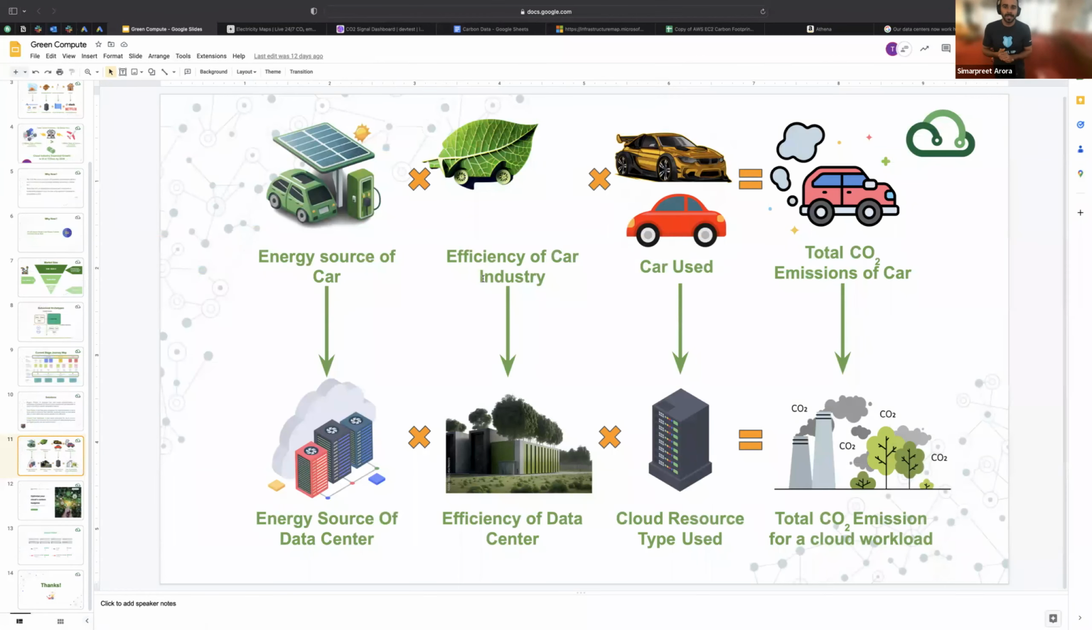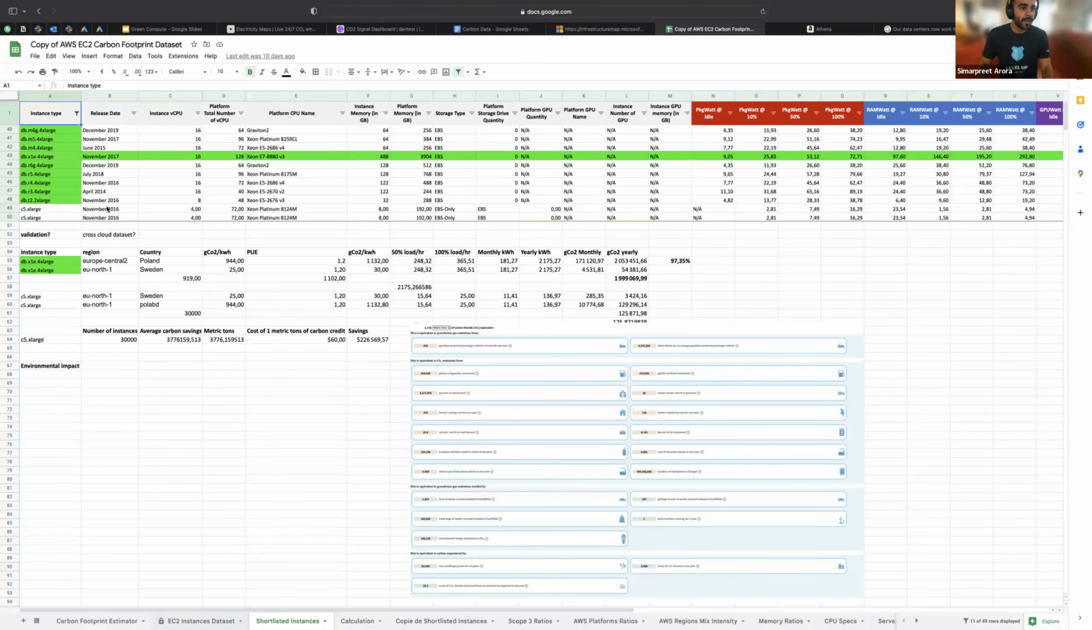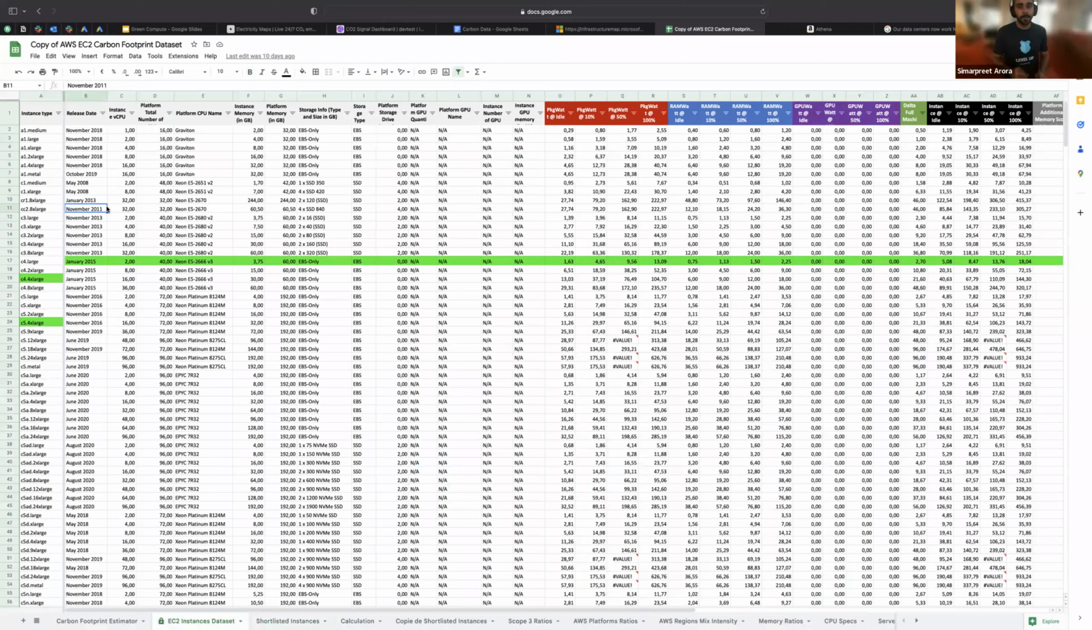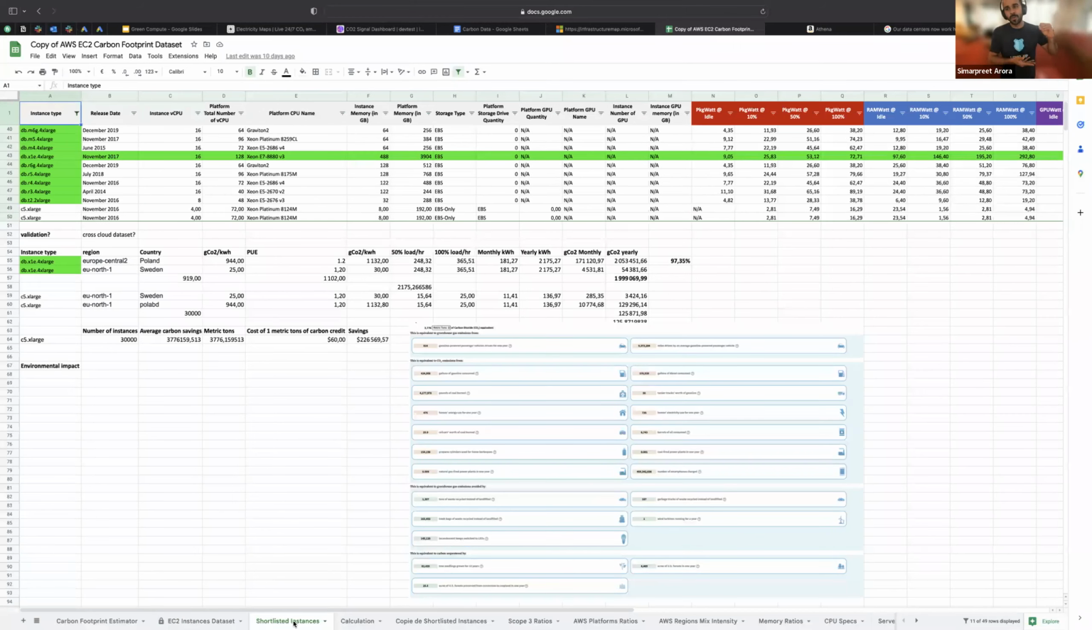Coming to the third part of the puzzle, which is the cloud resource type used. For this, I used the TEADS data, which is open source, where for a particular instance type they give the CPU usage, RAM usage, and GPU usage, which combine to form the total instance usage. I used this data to shortlist the most common instance types I've seen used on the cloud, and tried to figure out, let's say we are launching an instance in Sweden versus Poland, what the carbon impact of this particular instance would be.